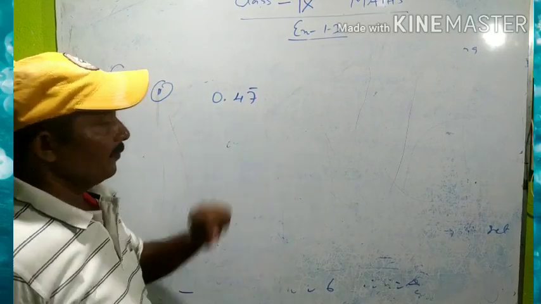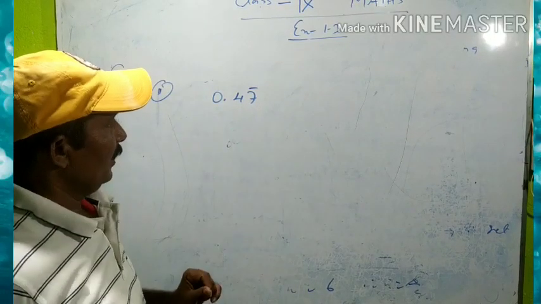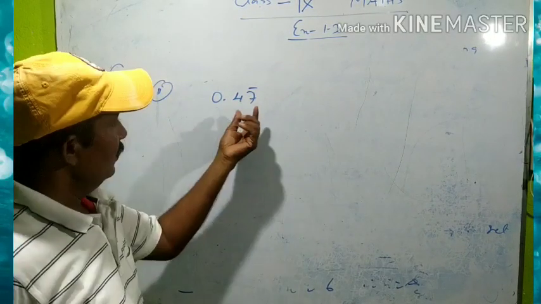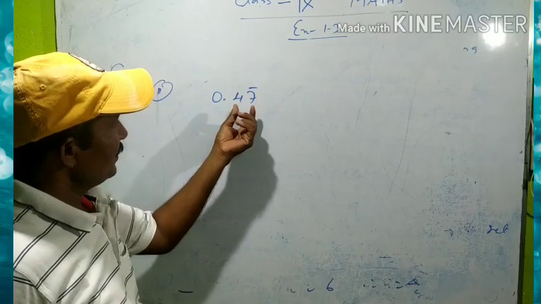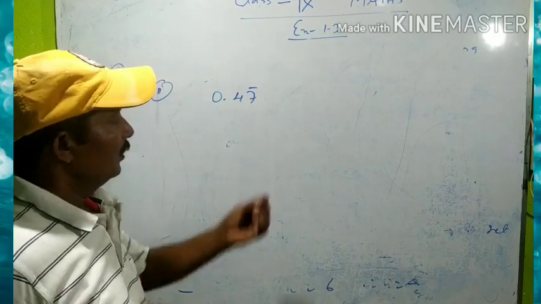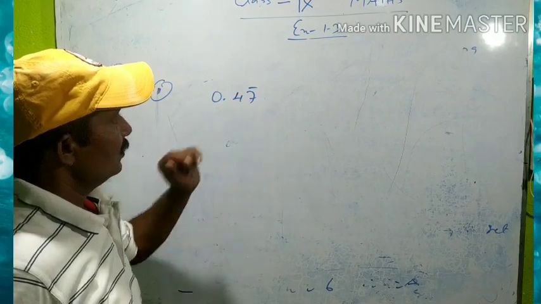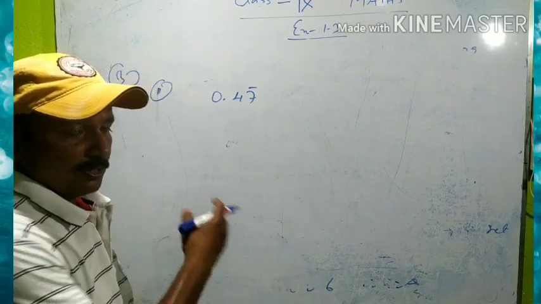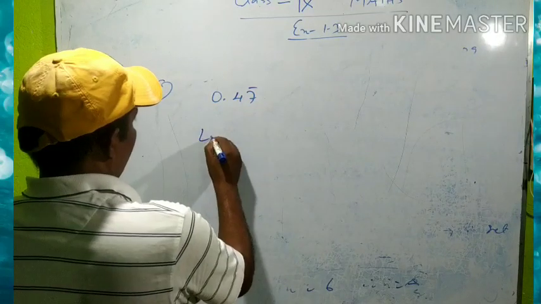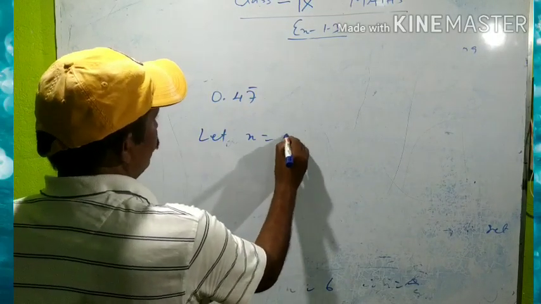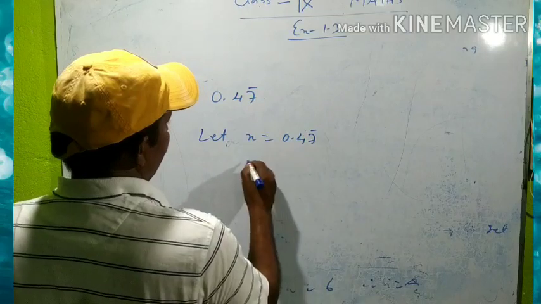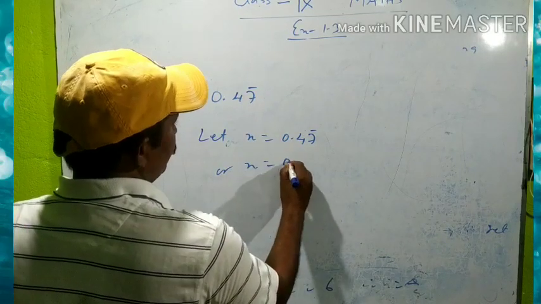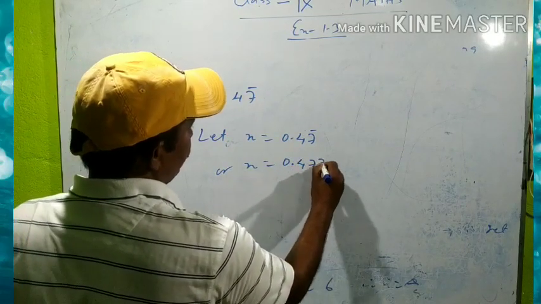It is a little bit different from the first one now. It is not pure recurring here. Pure recurring means all decimal places are repeated. Here one is repeated, one is non-repeated. So in this case you will do, this is the process now, try to follow. Let x is equal to 0.47 repeating, or x is equal to 0.4777 like that.